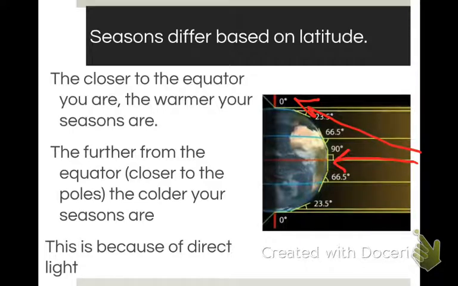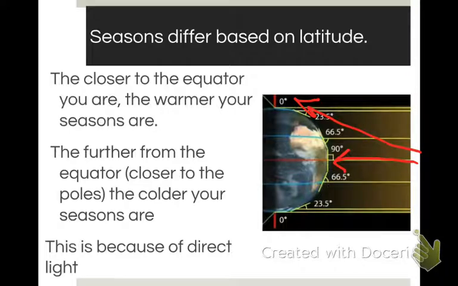So the poles are always getting indirect light, which is why the poles are cold even in the summer. And the equator is always getting direct light. Because the equator is in the middle of the earth, no matter if the earth is tilted towards or away from the sun, it's always getting a zone of direct light, which is why it stays warm for so long.